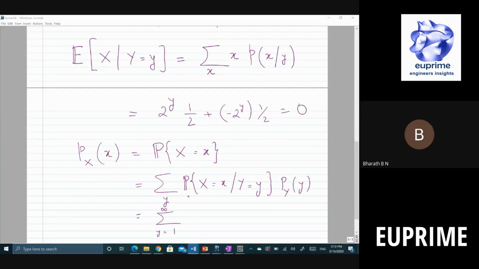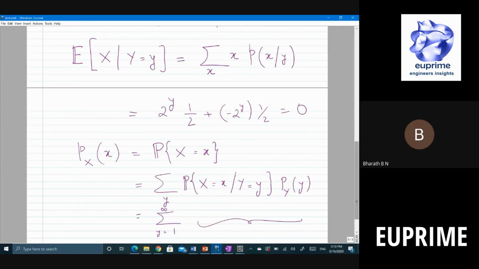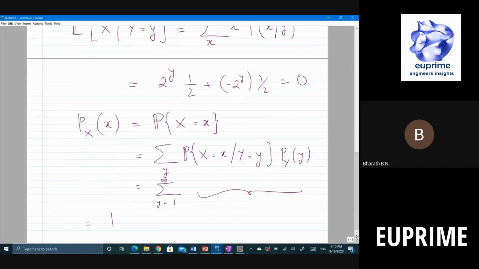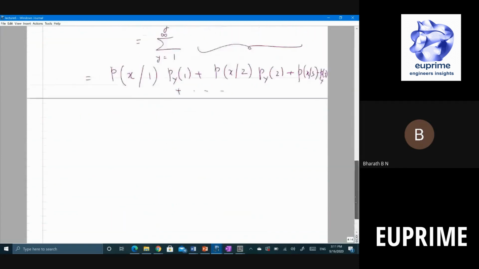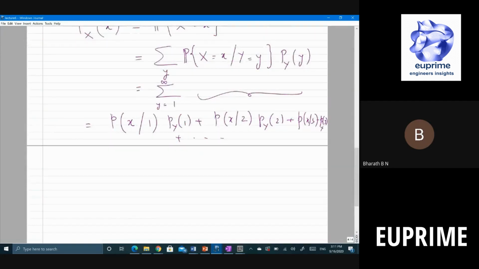Okay, let me write this again. Whatever, you copy this. So let me write this. p of x given Y equal to 1 into p_Y(1), plus p of x given 2 into p_Y(2), plus and so on. Okay, let me also write one more. p of x given 3 into p_Y(3). This is called the total probability law, right? Conditioned on Y, multiplied by p_Y(y) and summed over all y.